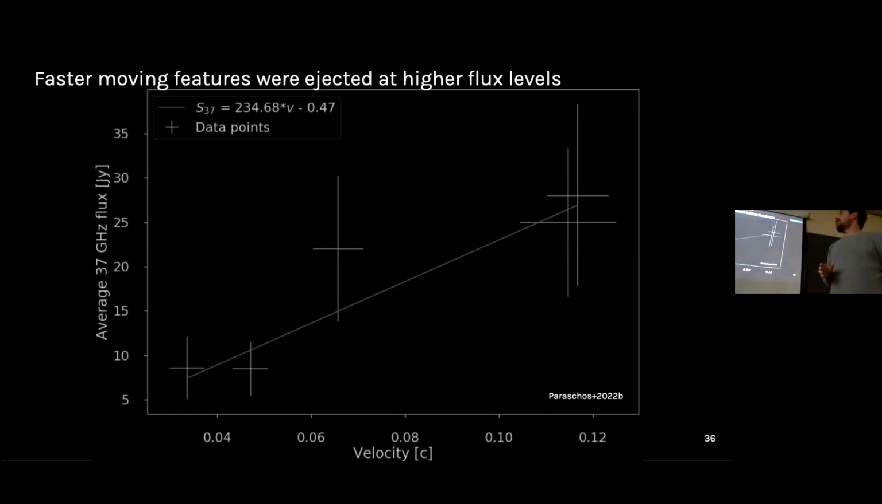Another thing that we did was to look at the average flux at the time of ejection of components, and then see what velocity they turned out to have. As you can see, there's a trend here, which is increasing. So this indicates that components which turned out to move faster were ejected during periods of higher flux levels. And this, again, might be indicative of jet rotation.